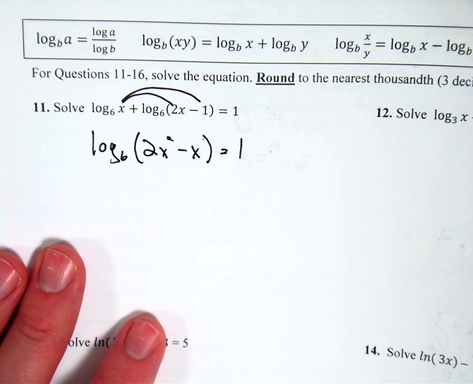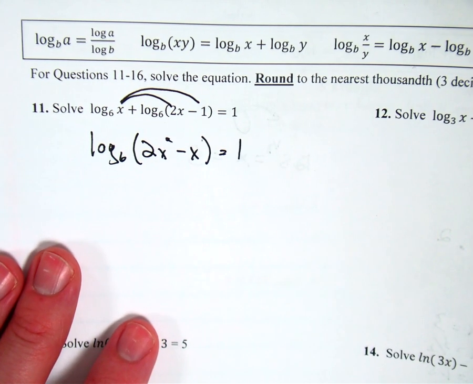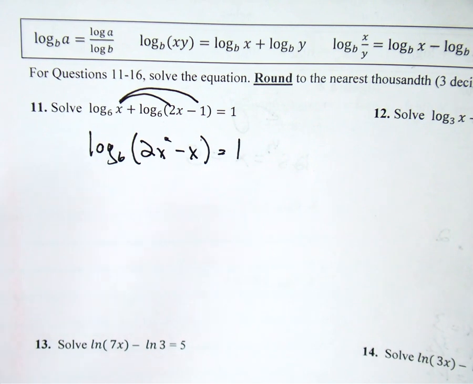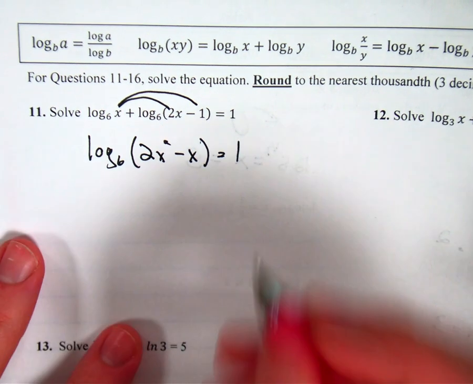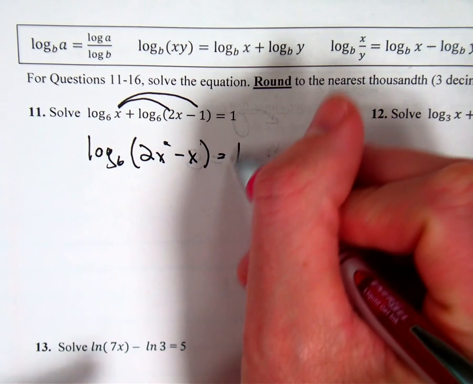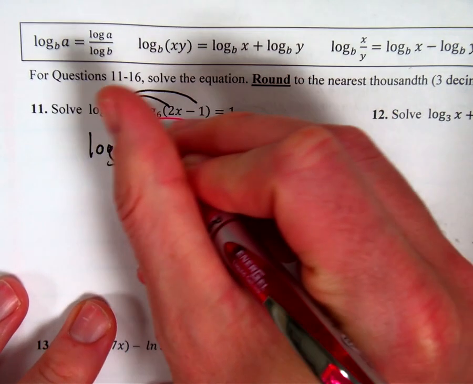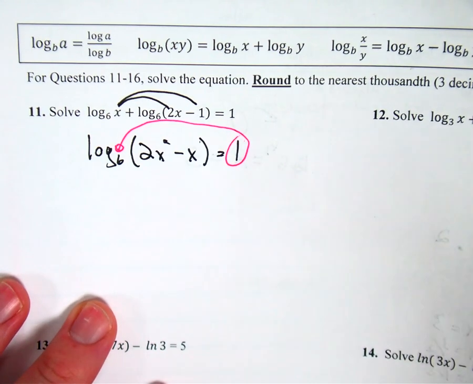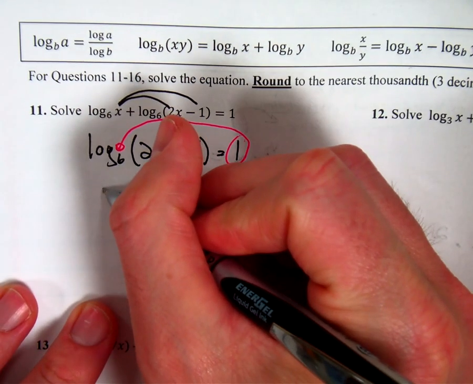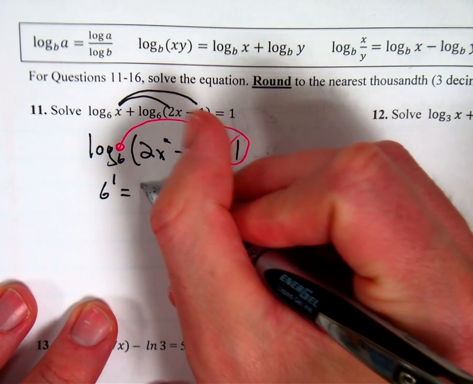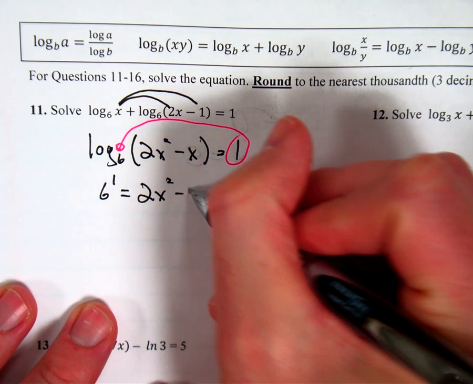Now you might be saying, Mr. Handke, both the logs are gone and down to just 1. What do I set equal to each other now? Like we said before, this is not log equals log, so you're not going to do equals. You're going to use log properties again. The answer to a log is the exponent. So 6 to the first power equals 2x squared minus x.